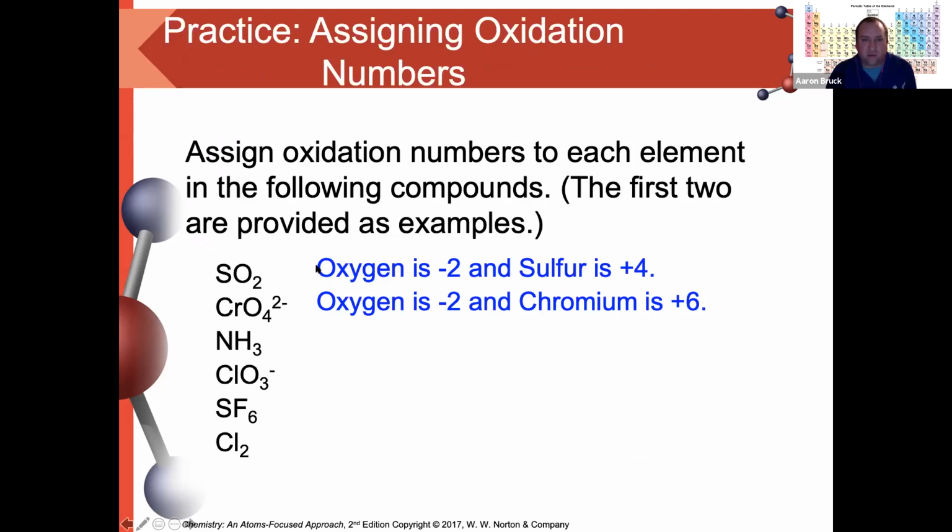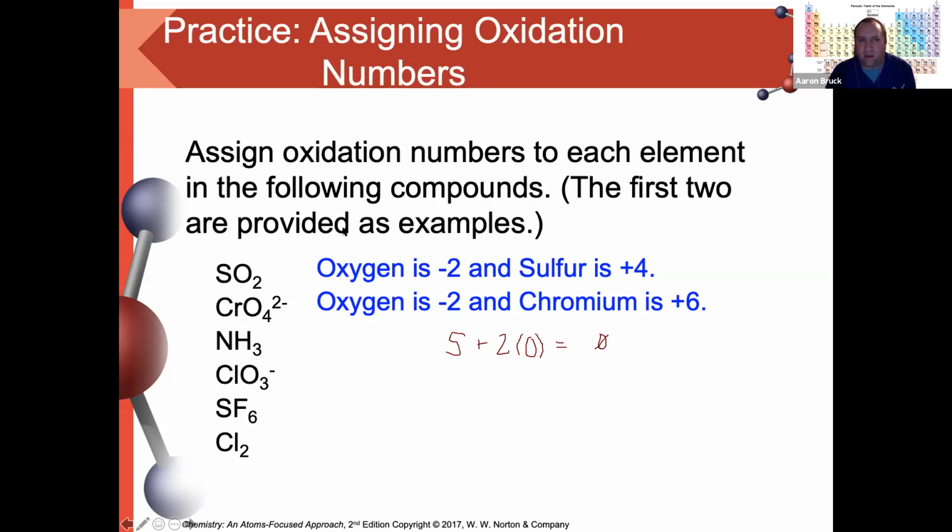In these examples, we can see that oxygen is -2 and sulfur is +4. How did we arrive at that conclusion? Well, it comes down to doing some algebra here. We know that sulfur plus 2 times oxygen, because there are two oxygen atoms, is going to have to equal 0, because there is no charge on sulfur dioxide here.